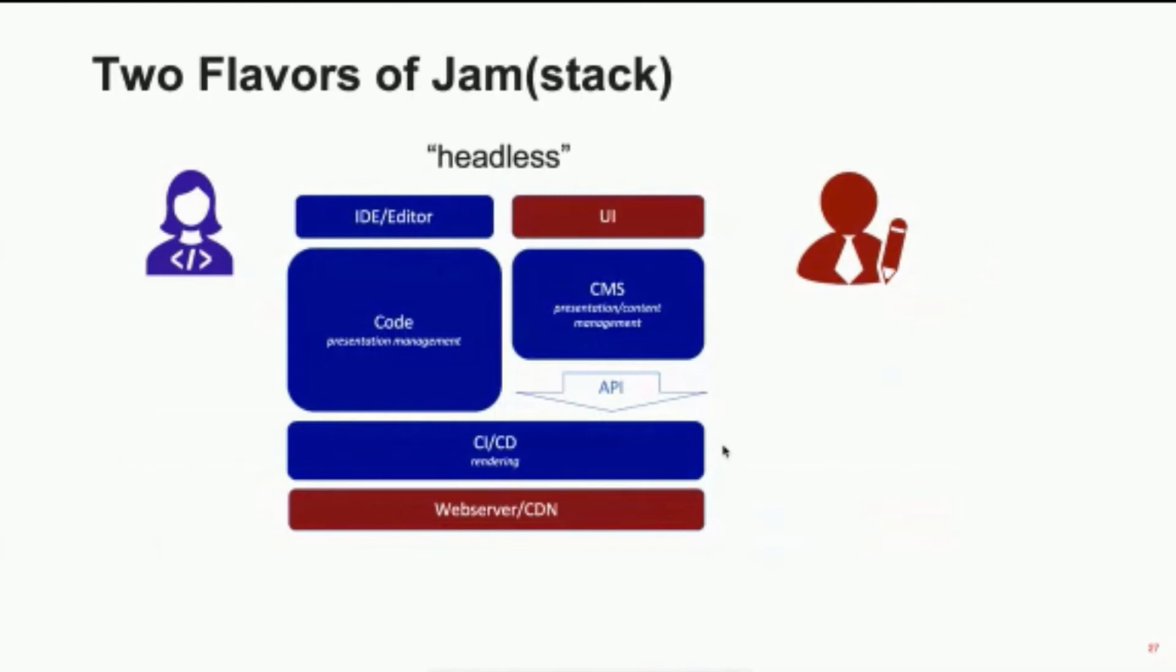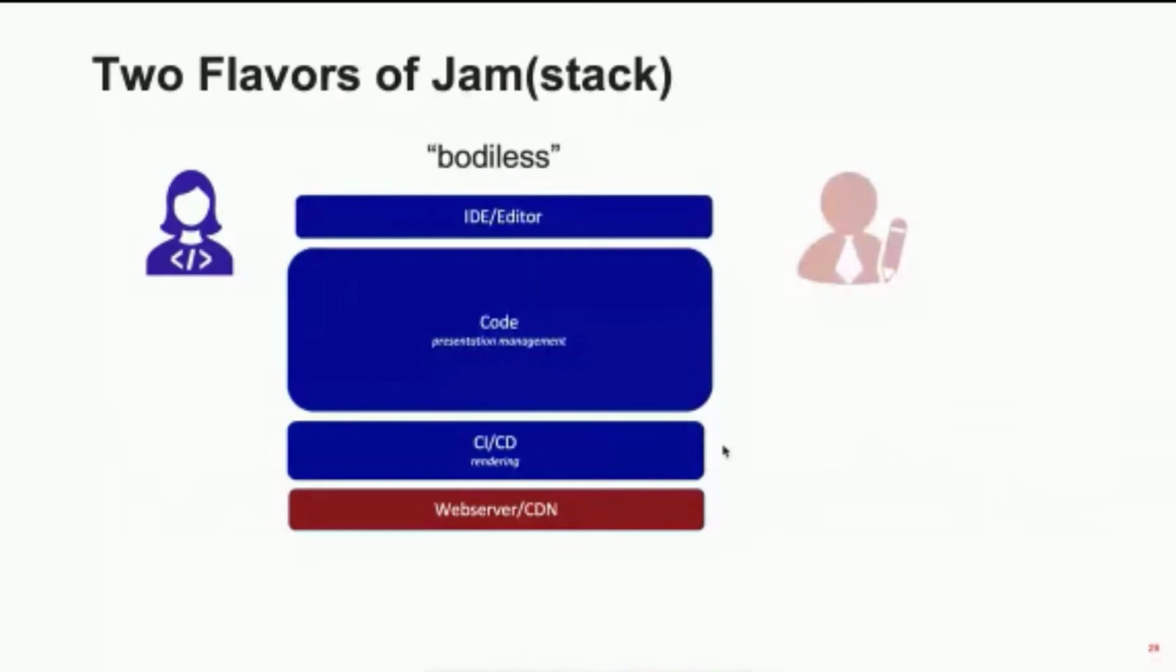But equally common in the world is what we call the bodiless model, where the content is managed alongside the code as JSON files or Markdown files. This is typical in a lot of the Jamstack blog examples that are out there, right? And everything is managed as code, and it all goes out together on the same branch. And then you have a CI that responds to pushes to that branch and rebuilds your website. So this is great, and this gets all the advantages of the single workflow that we were looking at.